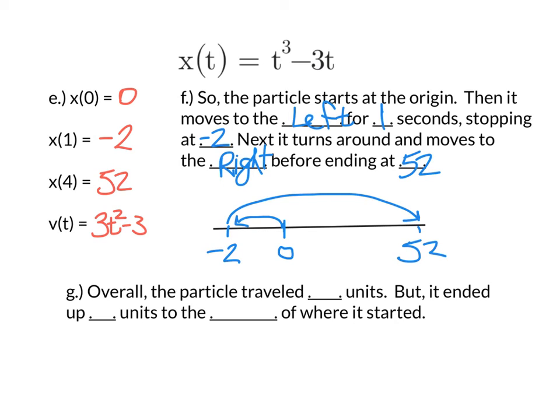Overall, the particle traveled how many units? Well, we think about this. First, it traveled 2 units to the left before traveling 2 units to the right to get back to the origin, and then going another 52 units before finishing up. So that looks like a total of 56 units. But it only ended up 52 units to the right of where it started.